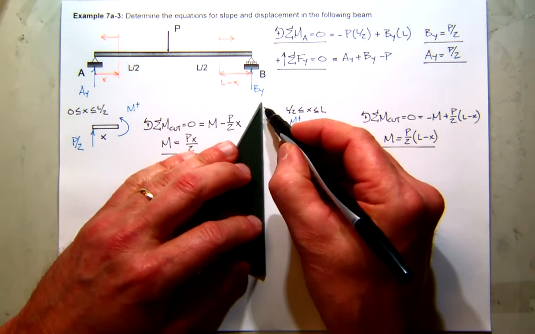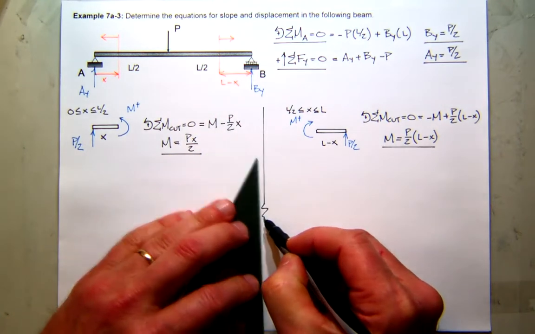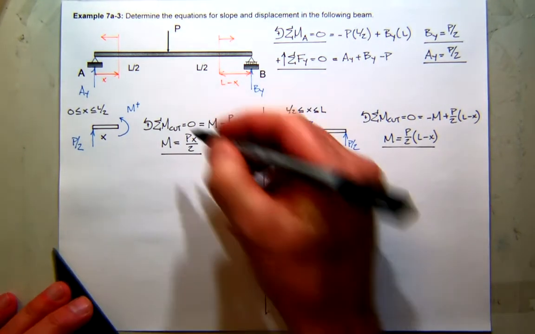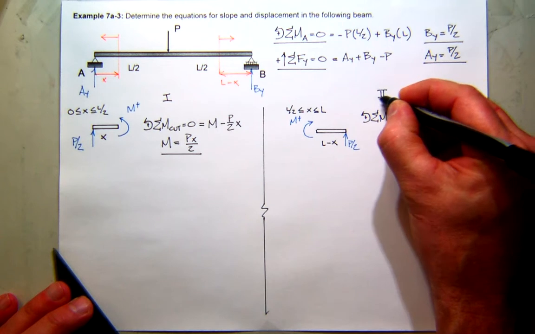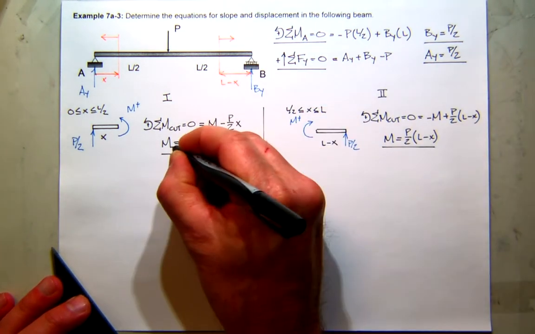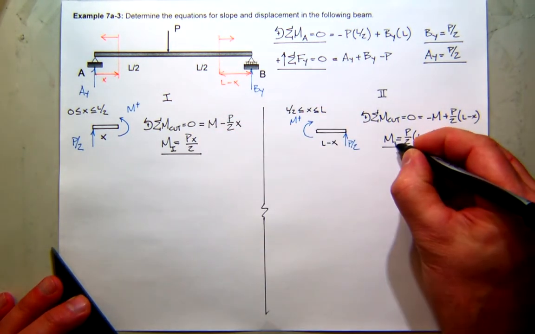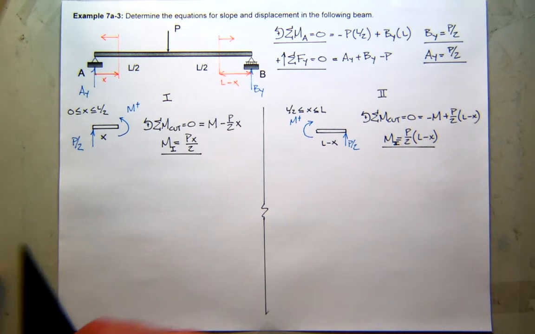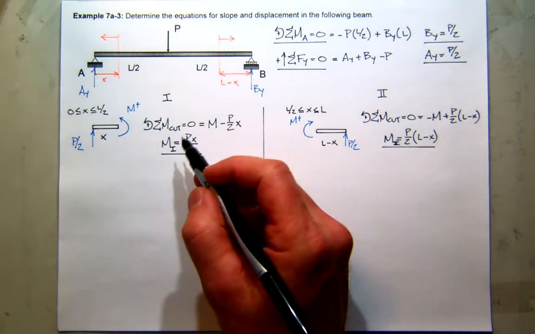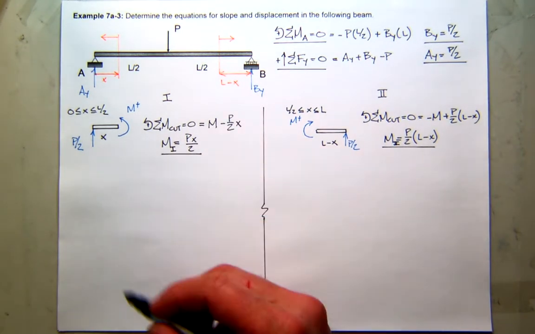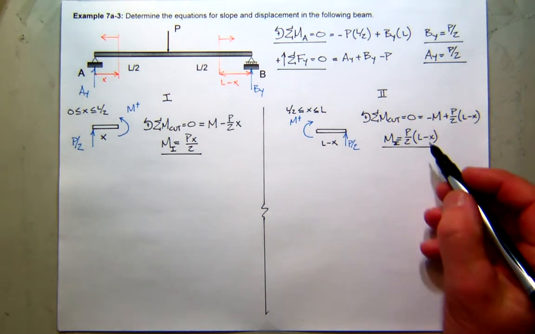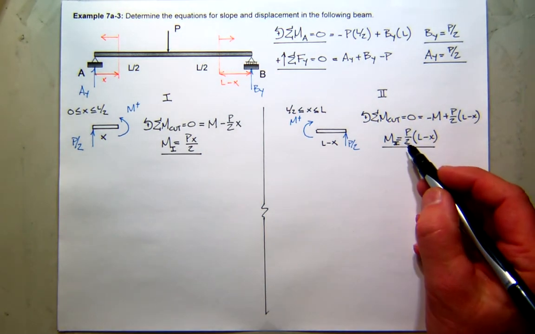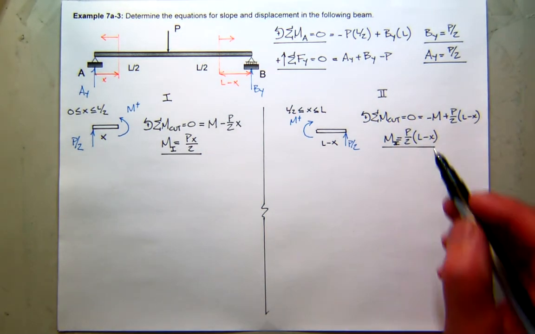So I'm going to kind of draw a little break right down the middle. Because this is really section 1, and this is really section 2. In fact, I'm going to come back and call this the moment at section 1 and the moment at section 2. And I'm going to integrate this moment twice to get a displacement equation in section 1. And I'm going to integrate this moment twice to get a displacement equation in section 2.